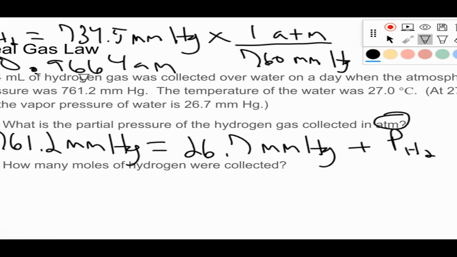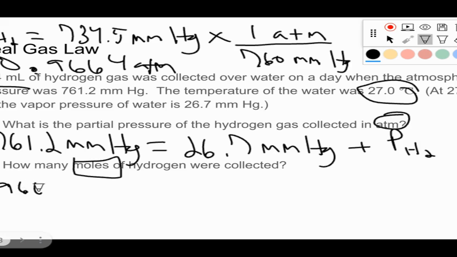Well, now that I know my pressure, I also know my volume, and I know what the temperature was. So I'm going to switch over. Anytime it talks about moles, and about gases, that means I'm probably going to use my ideal gas law. So in this one, my pressure is 0.9664.